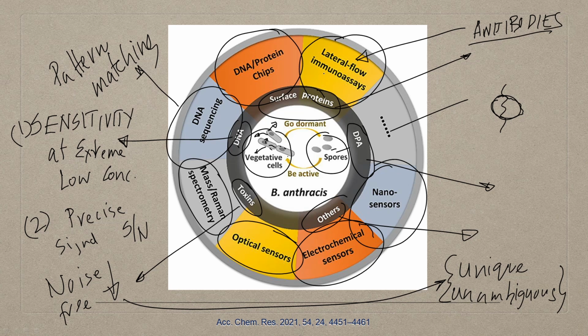Okay. So, next one is the nanosensors. Nanosensors is not something out of the world. These are basically all these different kinds of sensors when they are using some form of nanoengineering tools or some form of nanomaterials during their manufacturing. So, let us summarize. You have lateral flow immunoassays, DNA protein chips, DNA sequencing, mass spec and Raman spectroscopy, you have optical sensors, you have electrochemical sensors, you have the nanosensors out there.